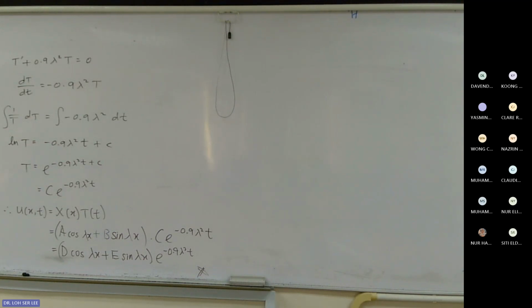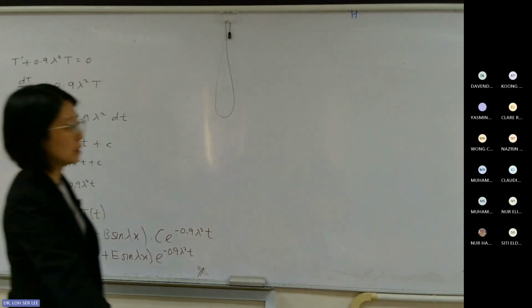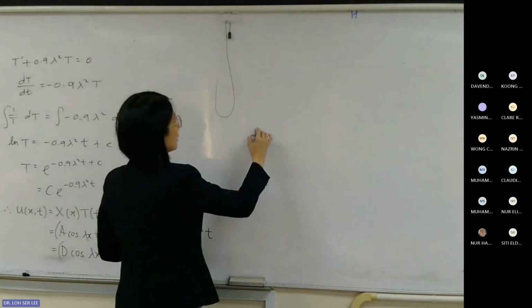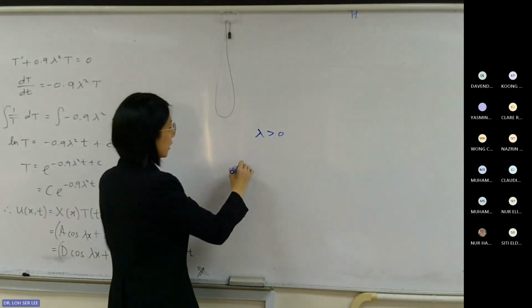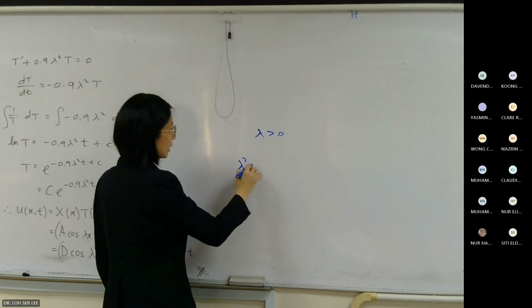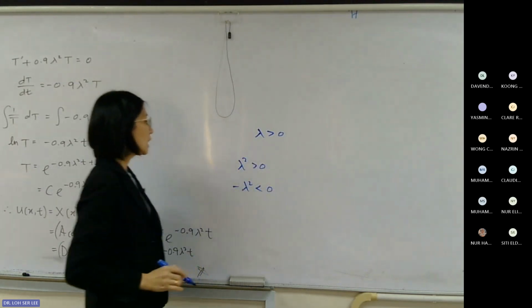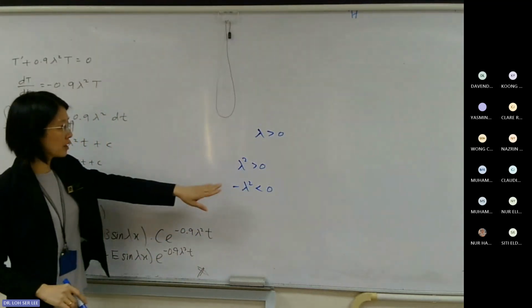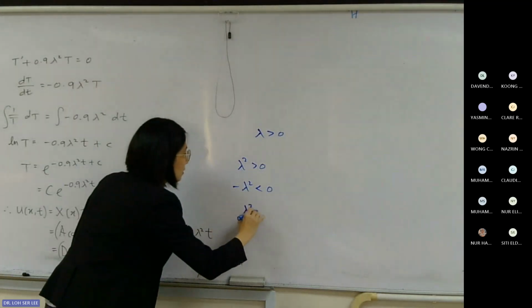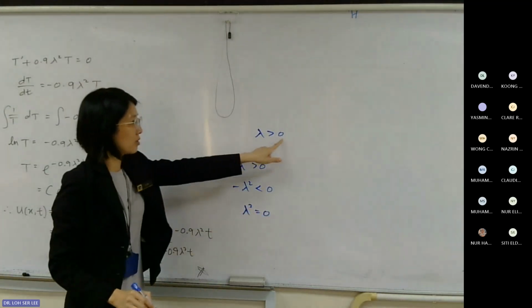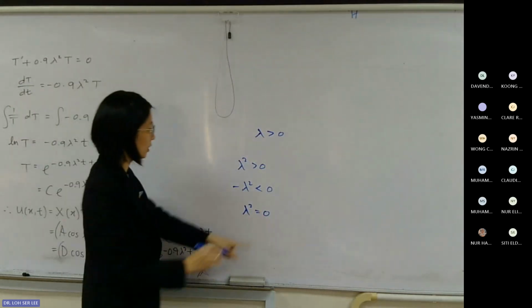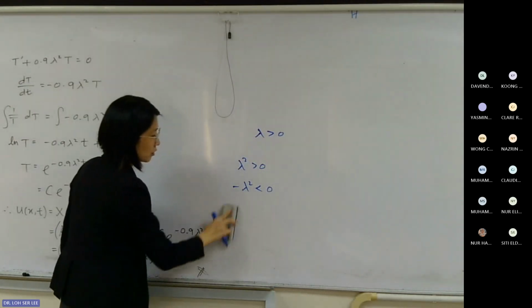Yes. You assume lambda is positive. So when lambda squared, it will always be positive. Negative lambda squared will always be less than 0. You won't get this one, because lambda is positive. Because this is for case 1.